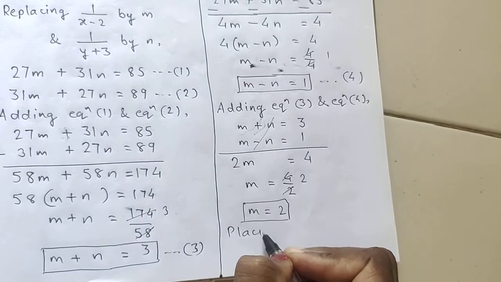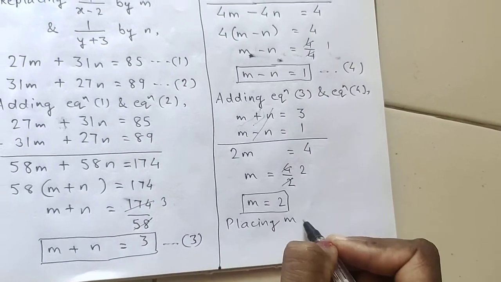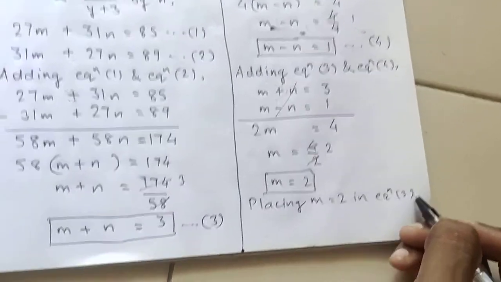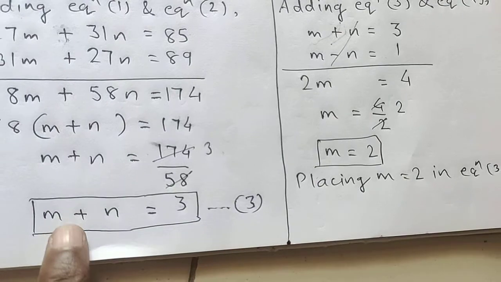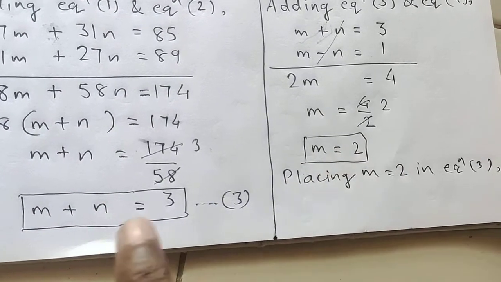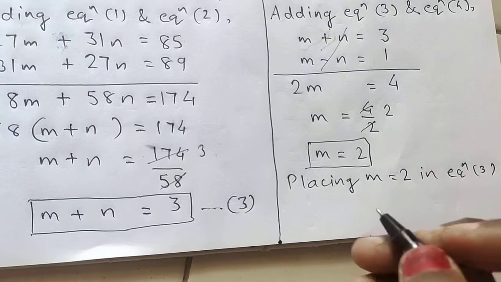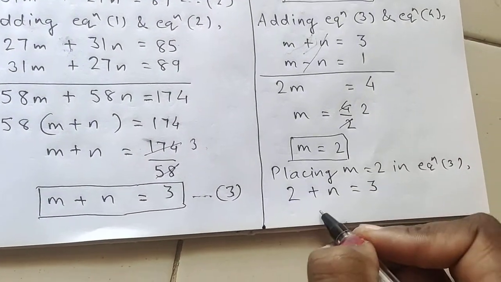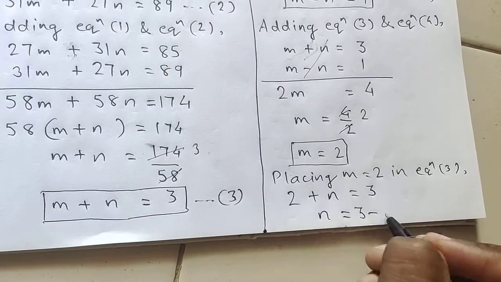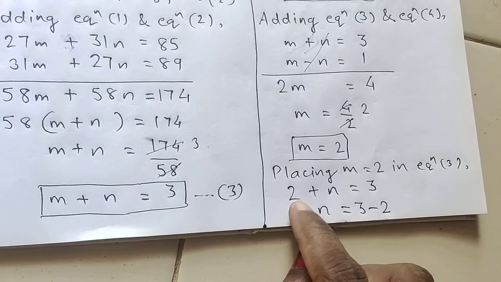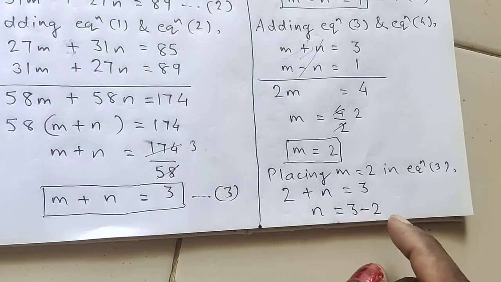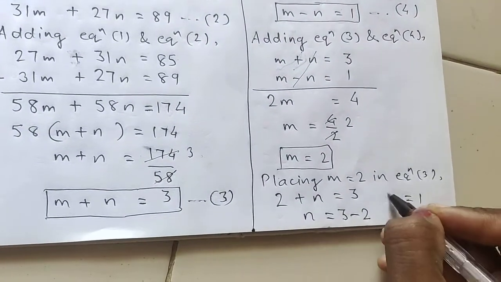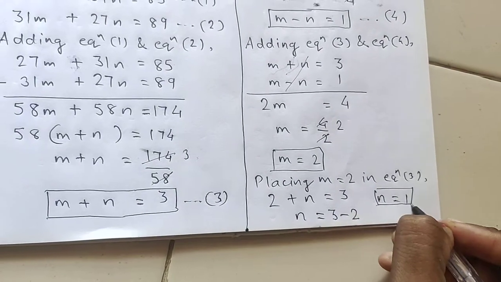So placing m equal to 2 in equation 3. Now see, in place of m, what are you going to write? 2. So this becomes 2 plus n equal to 3. So what are you getting? n is equal to 3 minus 2. If you transfer this 2, it becomes 3 minus 2. So what are you getting? 3 minus 2 is 1. So you can have the final answer n equal to 1.